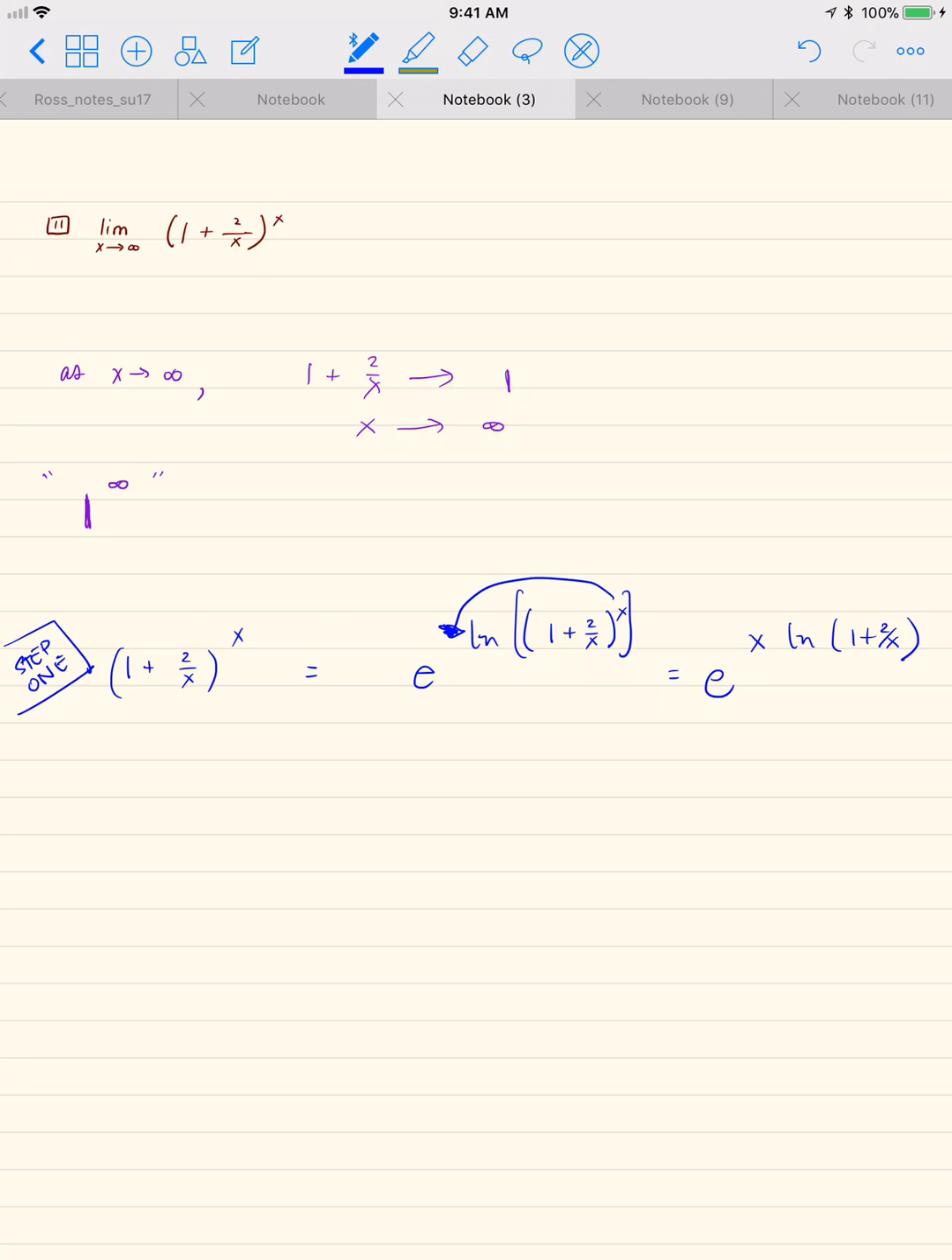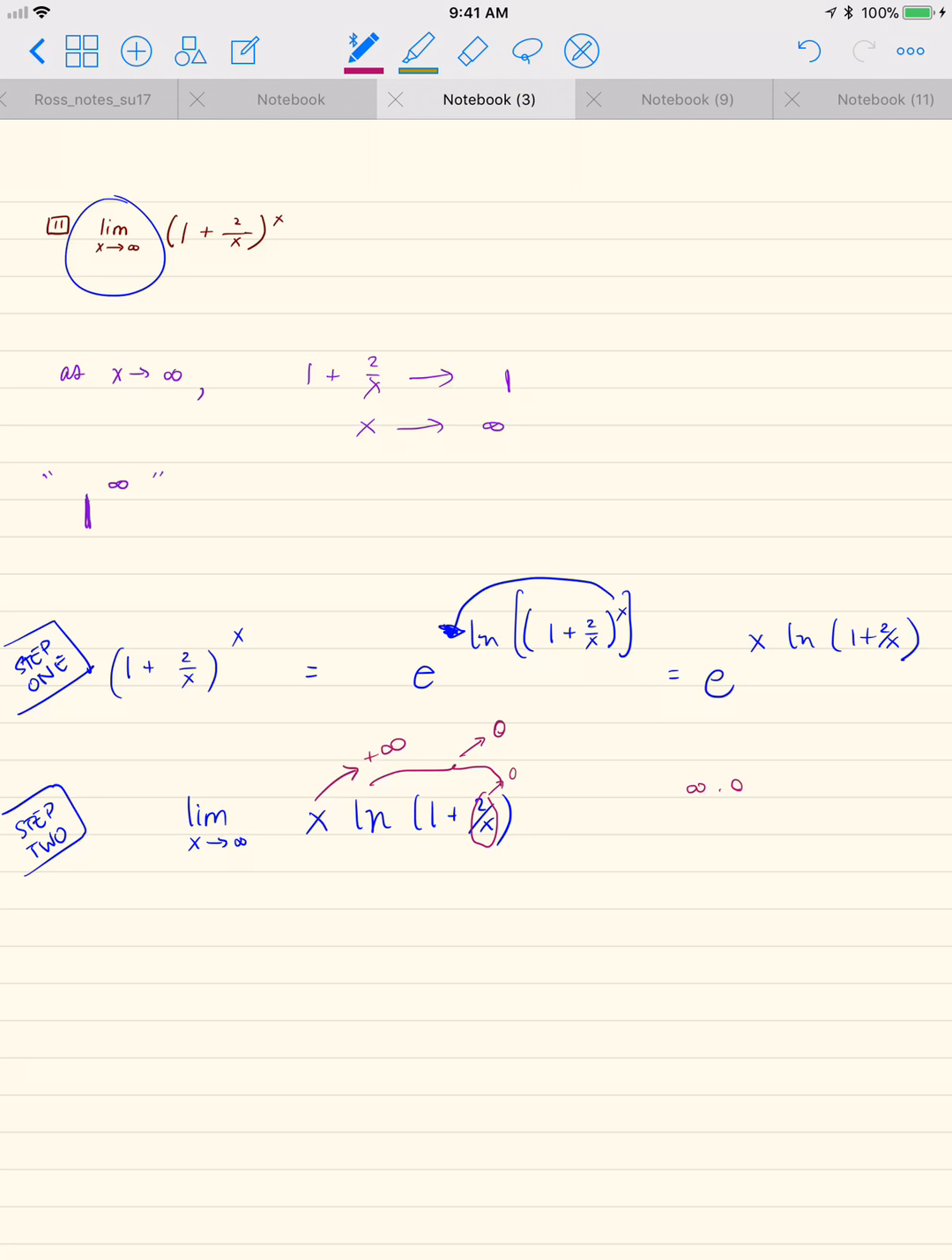Now step 2 is to calculate the limit. Since we're looking for the limit as x approaches infinity, we need the limit as x approaches infinity of the exponent, x times natural log of 1 plus 2 over x. Now, as x goes to plus infinity, the 2 over x is going to go to 0, and natural log of 1 is 0, so all of this goes to 0. So we have the form of infinity times 0.